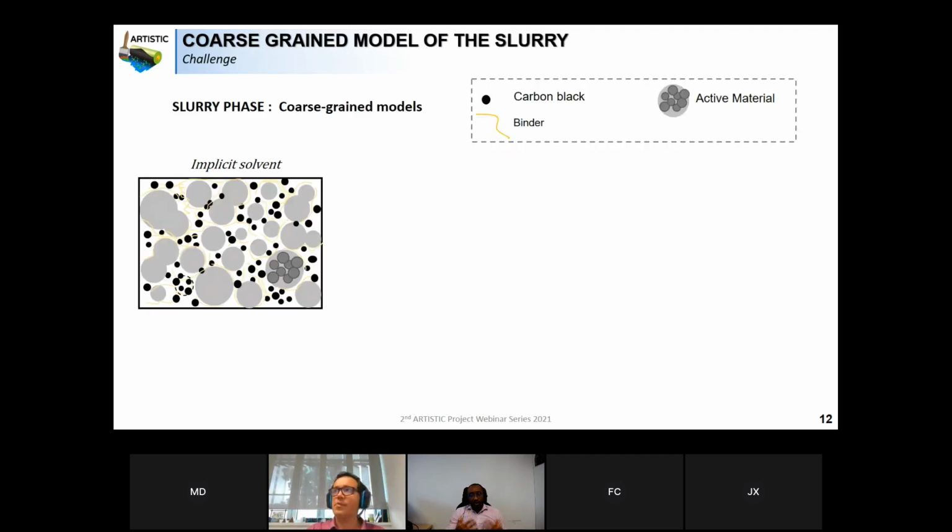So how do we coarse grain our model? For example, here I present the coarse grain model of the slurry. I will present three strategies depending on the one we want to study. The first one, we consider that we have an active material, carbon binder, as you can see here, and an implicit solvent in our model. So we don't describe the solvent explicitly, but we describe the solvent as an implicit medium.